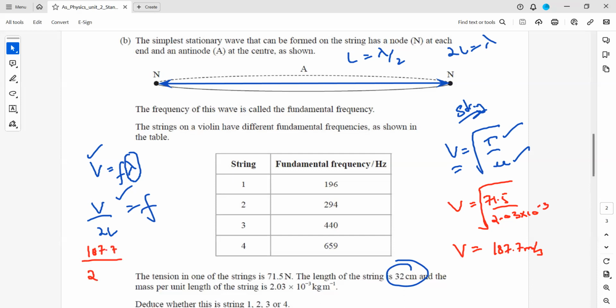Now, after getting V, 187.7 divided by 2 multiplied by the length. What about the length of the string? It is given as 32 centimeters. We have to convert into meters, divide by 100 to get 0.32. So this will give us a frequency of 293.3 hertz. It matches with which? So this matches with string 2. So this is string 2. So we worked out the fundamental frequency, and from that we concluded which string it was.